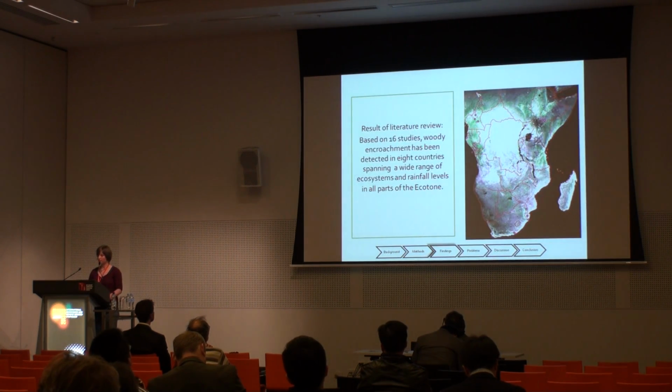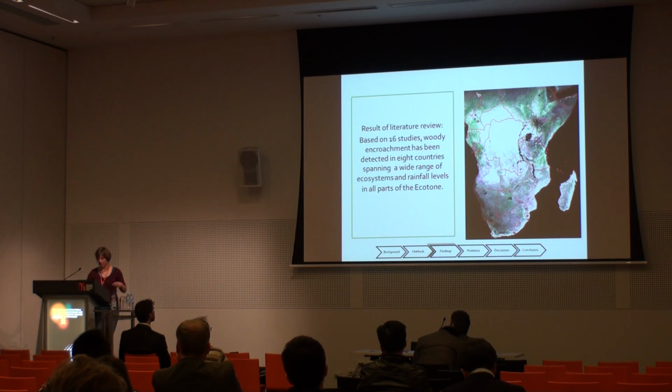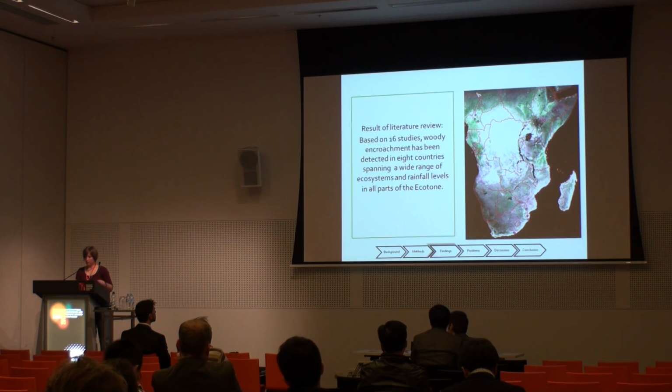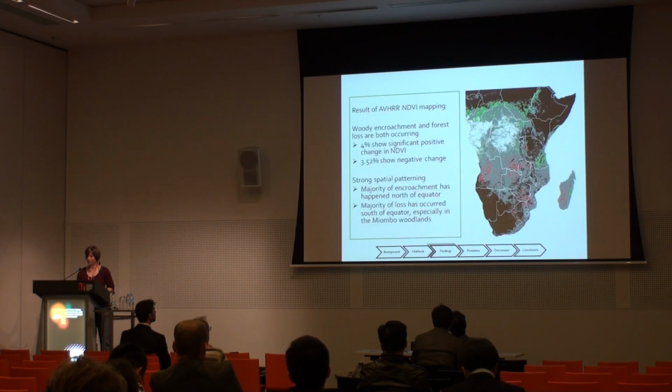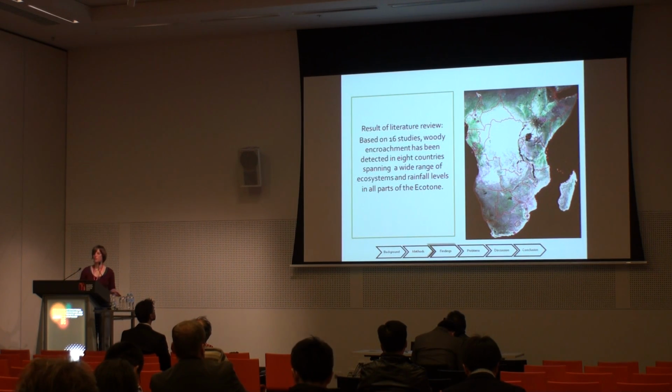So what did we find? Based on the literature review, we found 16 studies where woody encroachment has been detected in 8 countries, and these include Cameroon, the Republic of Congo, Ethiopia, Gabon, Ivory Coast, South Africa, Swaziland, and Uganda. These studies span a wide range of ecosystems and rainfall levels.